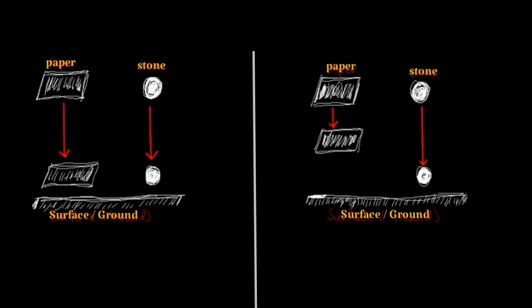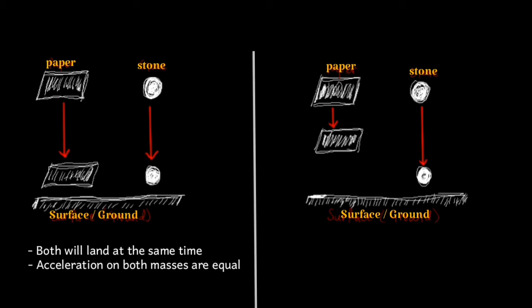In the first case, the paper and stone will land at the same time. One may ask, but the stone is heavier than the paper. Although the stone is heavier than the paper, we should remember that acceleration on both masses is equal, because the acceleration due to gravity is independent of the masses of the two bodies. So in the case of vacuum, the two bodies fall to the ground at the same time.